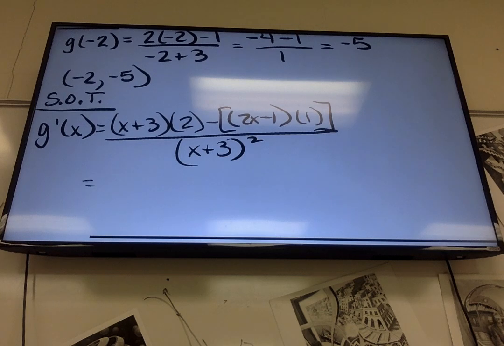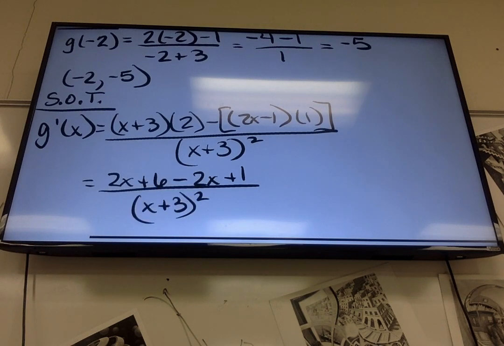All right, so it's 2x plus 6. I'm going to distribute the 1 and the minus sign all at the same time. So it's minus 2x plus 1.